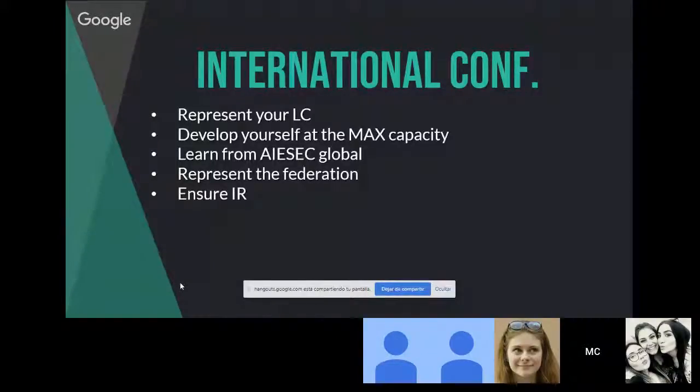Next one, you also represent the federation when you are going. And the last one is, international conferences are, if not the most important, the second most important tool to do IR. For me, it's the most important. If you go to international conferences, you meet some people and you create some relations, you are ensuring IR for your LC, exclusive IR and good IR.